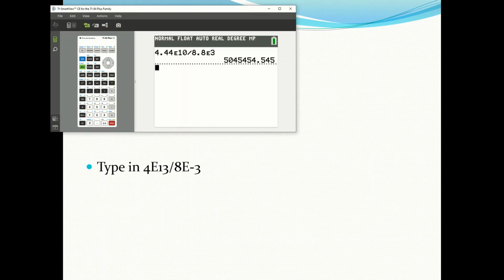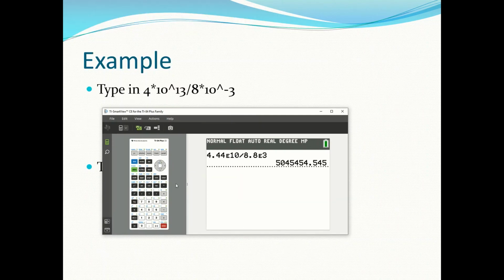So if I type it in like this, so I type in 4 times 10 to the 13. Firstly, it puts in the divided by up there, so I have to move it over. There we go. And then I get it on the bottom. And then I type in 8 times 10 to the negative 3. If I type that in and I push enter, this is the answer that it gives me.